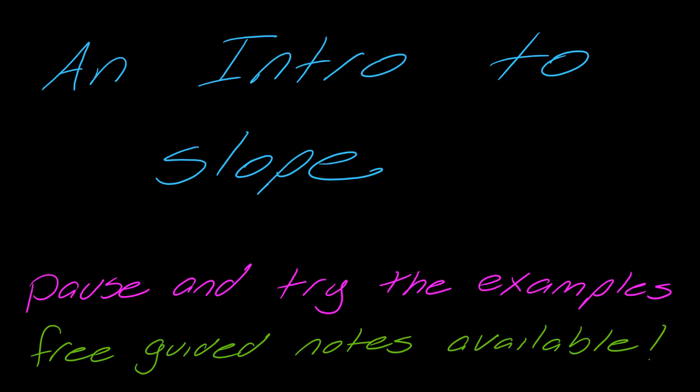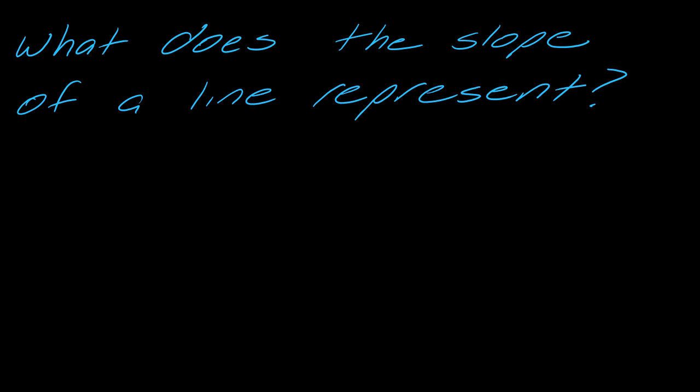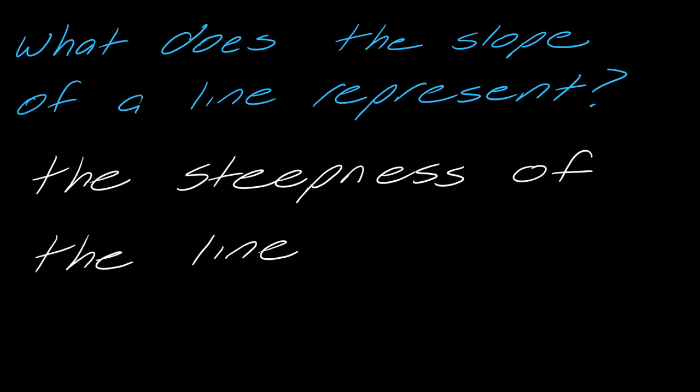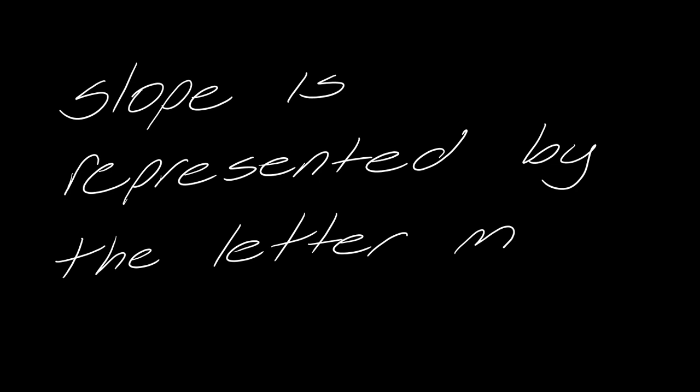So in this video, we're going to talk about slope, and so let's jump right into it. So what does the slope of a line represent? The idea of slope is really talking about the steepness of a line. And just to be very clear about this too, slope is represented by the letter m.